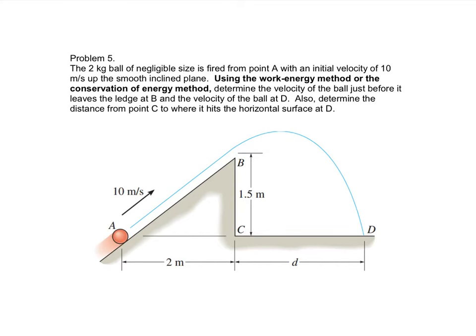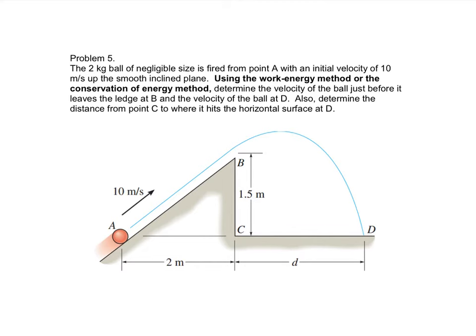Okay, so this review problem. I've got a 2 kilogram ball of negligible size fired from point A with an initial velocity of 10 meters per second up the smooth inclined plane. Using the work energy method or the conservation of energy method, determine the velocity of the ball just before it leaves the edge at B and the velocity of the ball at D. Also determine the distance from point C to where it hits the horizontal surface at D.